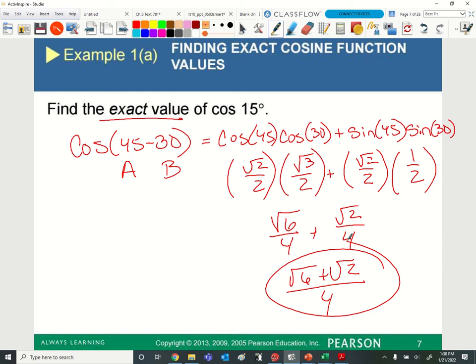Wait, you can't just add the six. You can't add them. They're different. So when you have radicals like this, you cannot add them together unless they're the same. You treat them as if it is a variable. Yeah, and that's it.